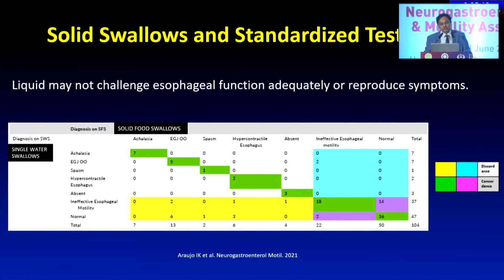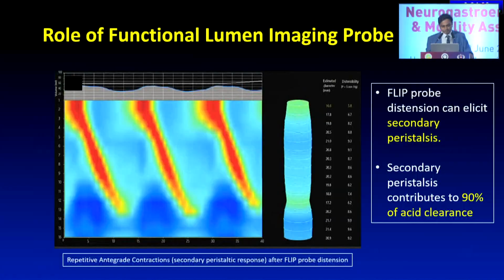Then comes something called solid swallows and standardized test meal. The problem is that we give liquid swallows, 5 ml each, which might not be very representative of what happens in real life. So you can give solid food swallows or a standard meal challenge. On the left hand side here, you are seeing single water swallows. This shows solid food swallows, and when you do this, we saw that there was a lot of discordance. The yellows and the blues are the discordance when both these things were checked, and there was only very little concordance. The greens and the purples are the concordant area, so very little concordance when it is done differently.